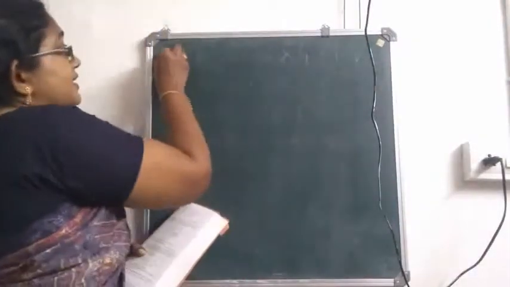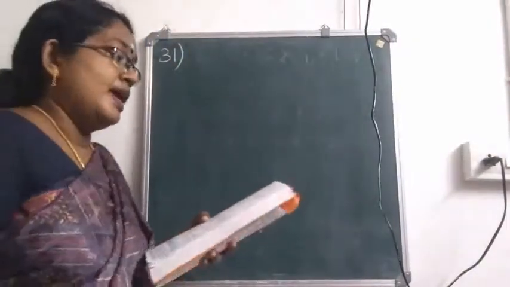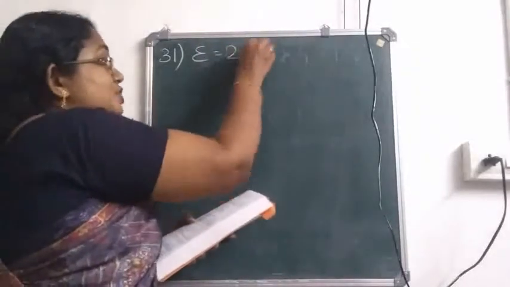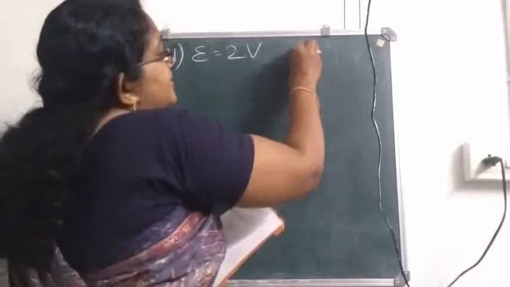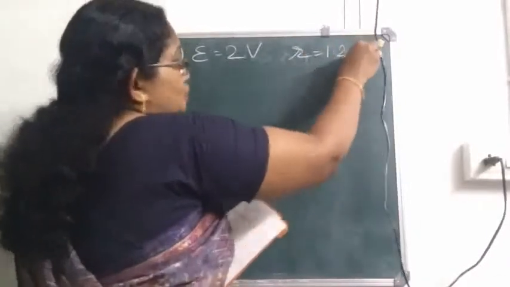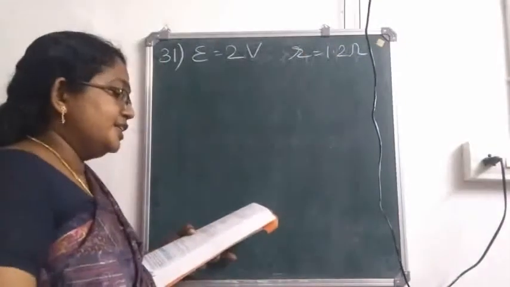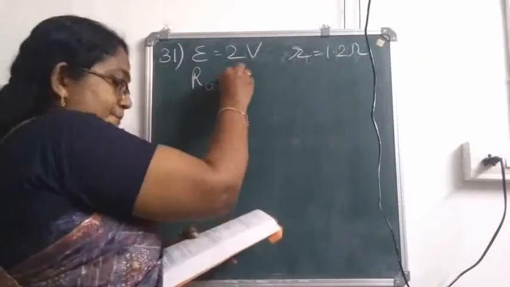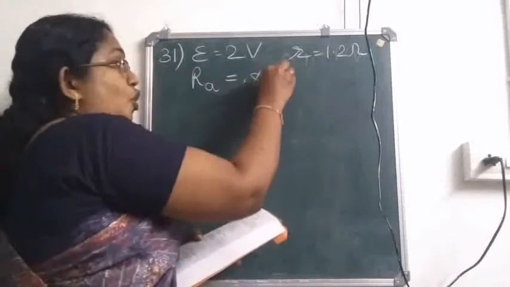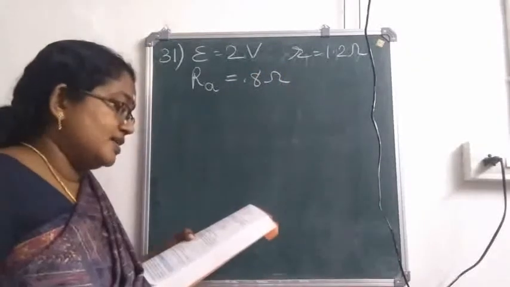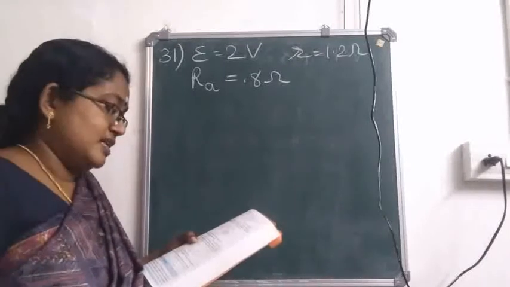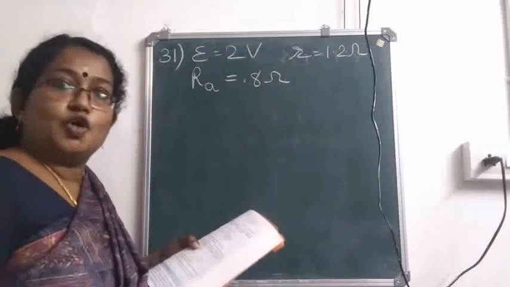Question number 31. Okay. A cell of EMF 2 volt. Epsilon is given as 2 volt. And internal resistance 1.2 ohm is connected to an ammeter. So resistance offered by the ammeter is 0.8 ohm. Then we have 2 more resistors connected in parallel. So it is of resistances 4.5 and 9 ohm, isn't it?